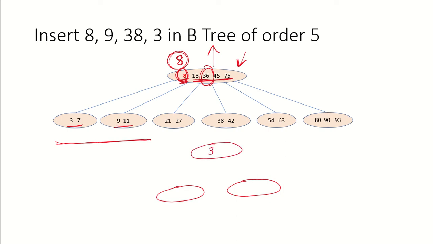So it would be like 36, and 8 and 18 would be in this node and 45 and 75 would be in this node. So again there would be some reallocation of pointers over here and a new node would be created. That is why you will see that in a B tree it is always created bottom up. We start from the leaf node and we keep on adding nodes going up as and when the keys are inserted.